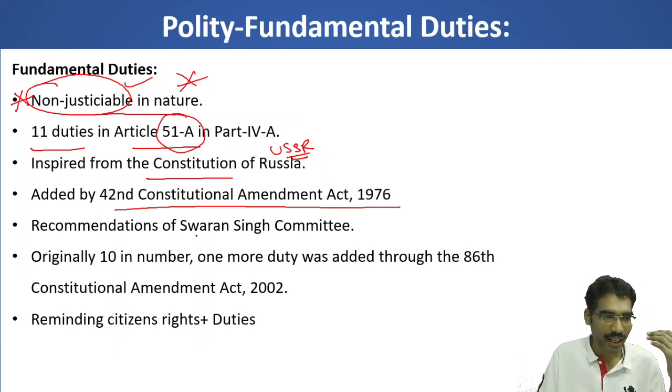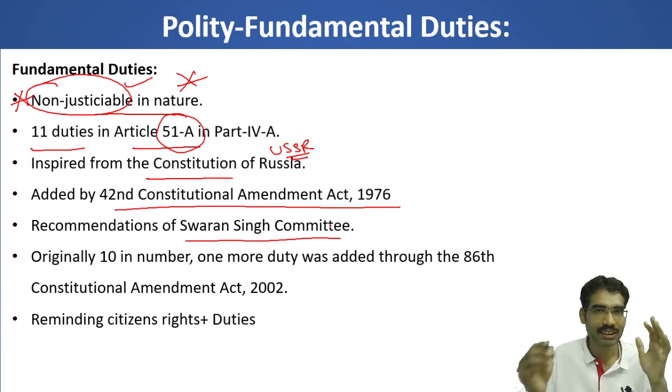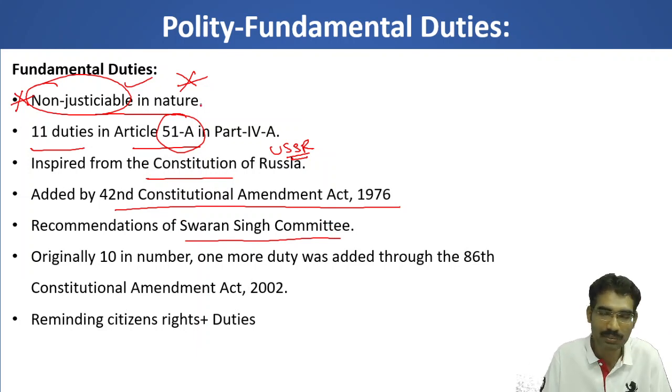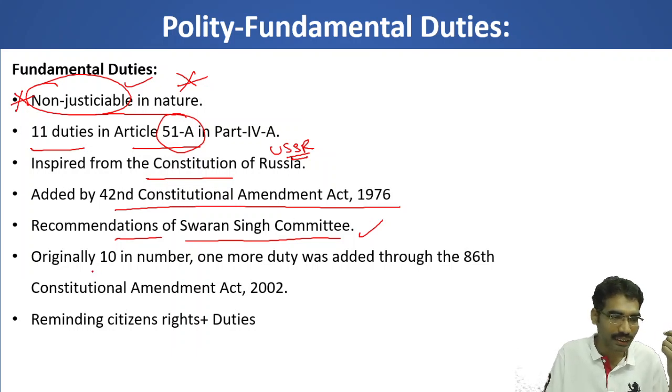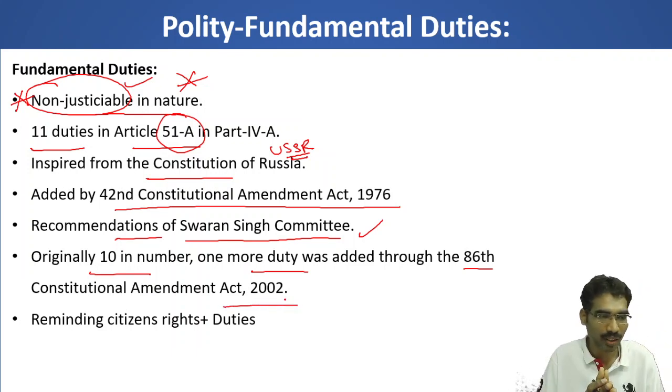It was also added based on the recommendations of Swaran Singh Committee. So from prelims point of view: non-justiciable in nature, Article 51A, Constitution of USSR, and added by 42nd Constitutional Amendment Act on the basis of recommendation of Swaran Singh Committee. Originally 10 in number, one more duty was added through 86th Constitutional Amendment Act in 2002. So totally there are 11 duties.